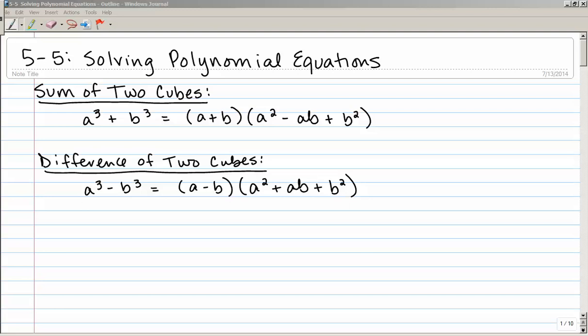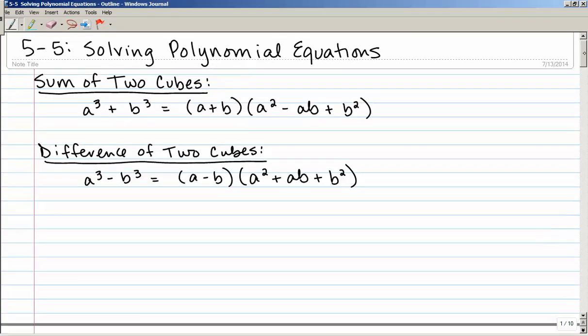Notice some similarities between these. With the sum of two cubes, it starts with an a plus b. With the difference of two cubes, it starts with an a minus b, so that kind of makes sense. They both have an a squared at the front, a b squared at the back, and an ab in the middle. But notice the sign in front of ab is the opposite. So the sum of two cubes starts with an a plus b, but it has a minus ab in the middle. The difference of two cubes starts with an a minus b, but it then has a plus ab in the middle. So you'll need to learn those two formulas.